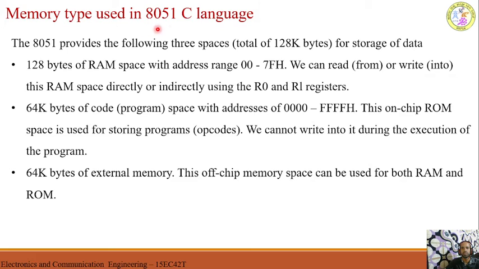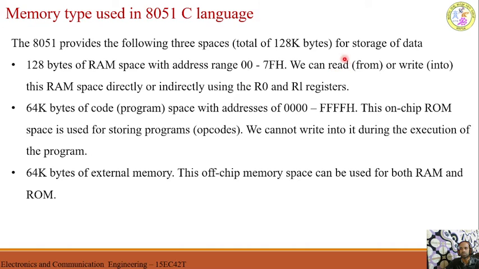Coming to the memory type used in 8051 C programming, 8051 provides the following three spaces and a total of 128 kilobytes for the storage of the data. It is more as compared to some other language programming. So the first 128 bytes of the RAM space with the address from 00 to 7F. This is the normal range from 00 to 7F, totally 128 bytes of RAM which is available, and it can be read as well as written into.